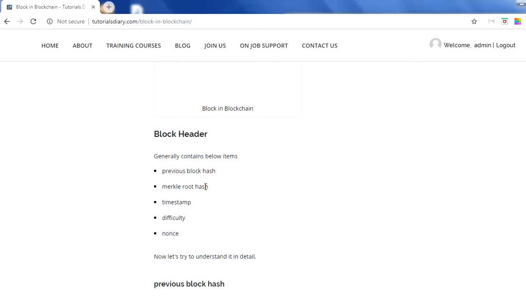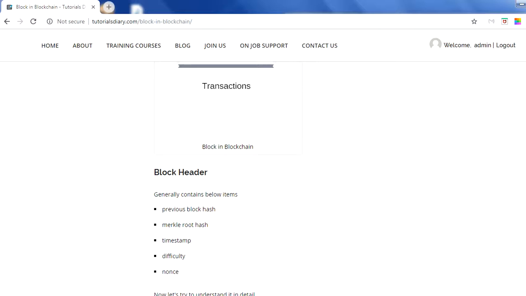And the second we have is the Merkle root hash. As I just mentioned, all the transactions are stored in the form of a Merkle tree. When you store transactions in a Merkle tree, you get the Merkle root hash. That Merkle root hash will be a 32-byte value, and that will get stored in the block header, right?